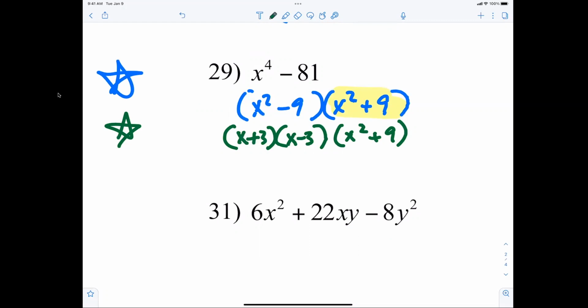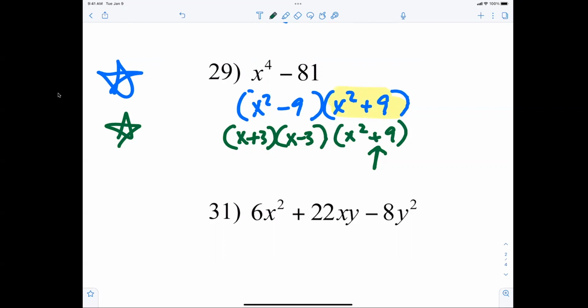Factor the difference of squares once, and you factor difference of squares twice. You cannot factor x squared plus 9 because it does not have a subtraction sign there. In order to factor 2 terms, one's positive, one's negative. Until you get to algebra 2 and they teach you about imaginaries.